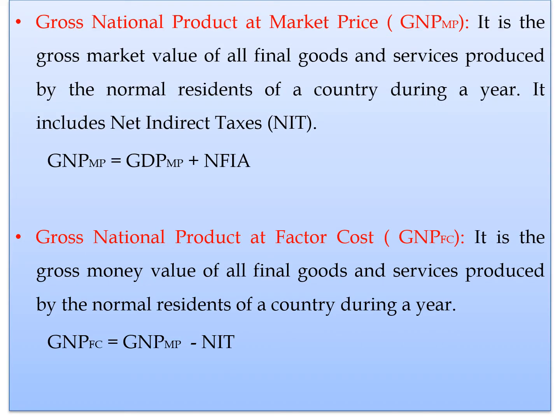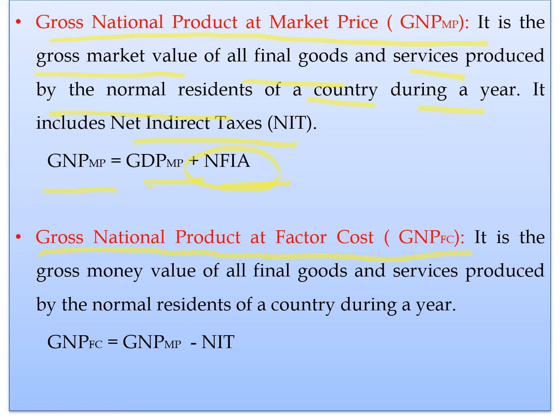Next one is gross national product at market price and gross national product at factor cost. Gross national product at market price is the total market value of all final goods and services produced by normal residents of a country during a year. It includes net indirect tax. So GNP at market price is equal to GDP at market price plus NFIA. NFIA is net factor income from abroad. So you have to add NFIA to GDP at market price.